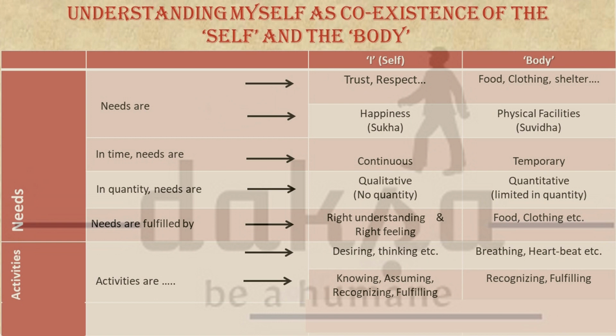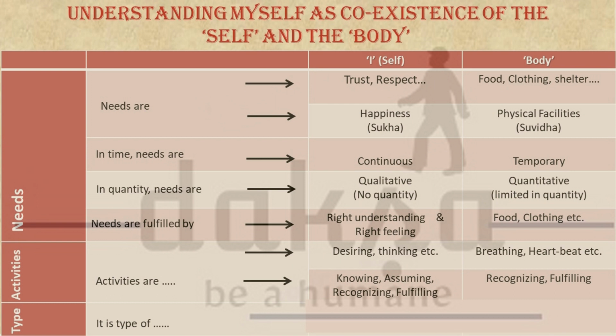When this activity of knowing is present, then our assuming or assumption becomes based on knowing, and then it is definite. Or we can write it like this: knowing leads to assuming, assuming leads to recognizing, and recognizing leads to fulfilling. As you can see on the screen as well, the activities of I are written in the same order: knowing, assuming, recognizing, and fulfilling. Now, the types.